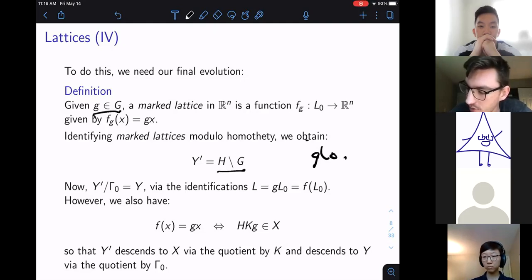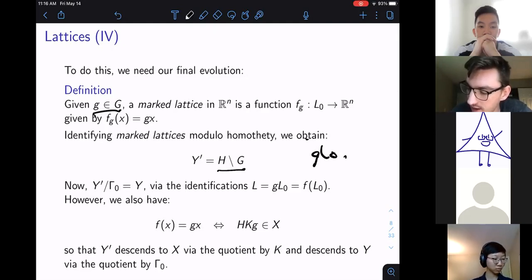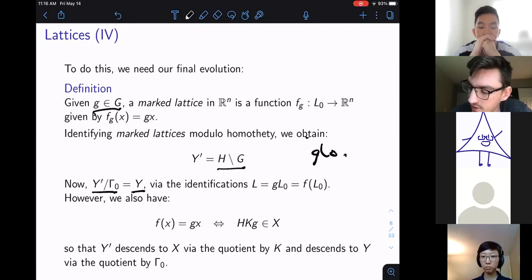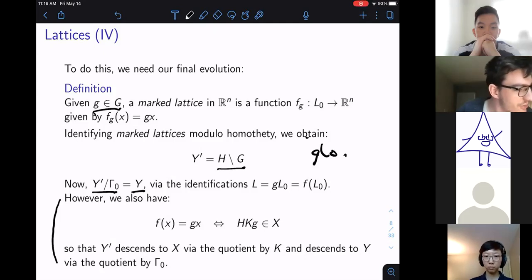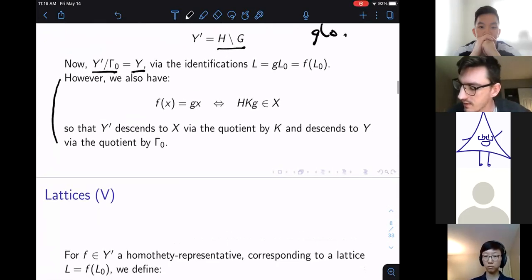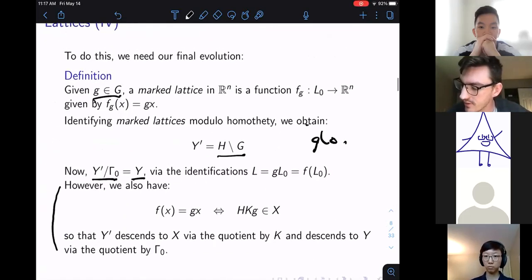And moreover, what we see is that our whole space of lattices Y can be identified with marked lattices mod the action of Gamma_0. Okay, and now this is how marked lattices are actually quite useful. So what you see is that maybe I can draw a diagram which makes this slightly easier to visualize. Yeah, I'll draw this in the corner here.